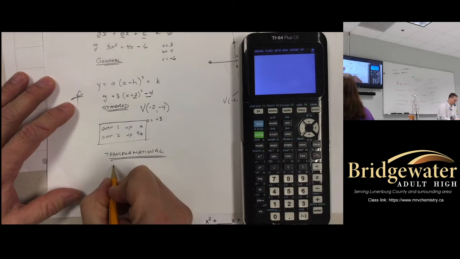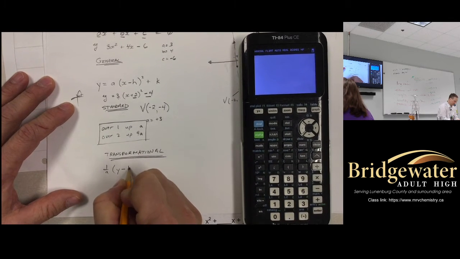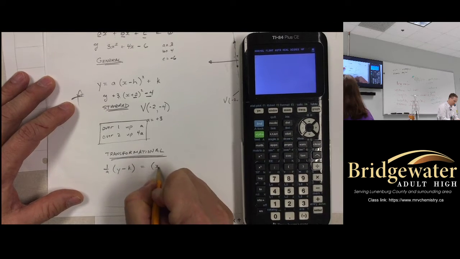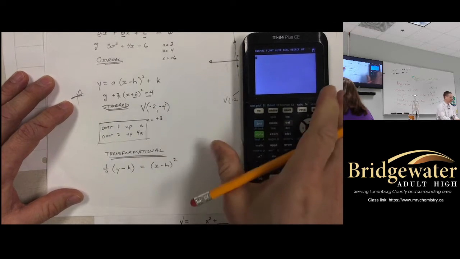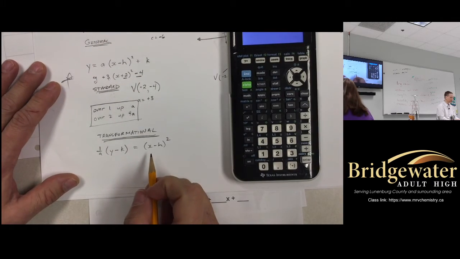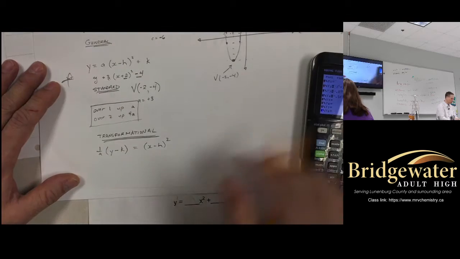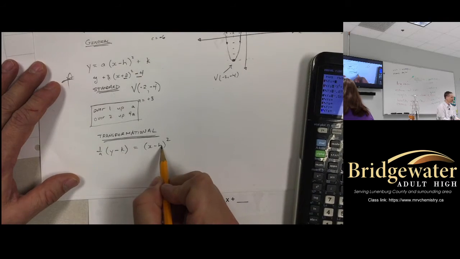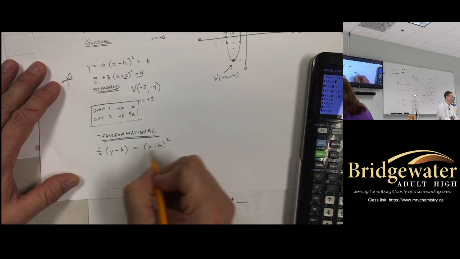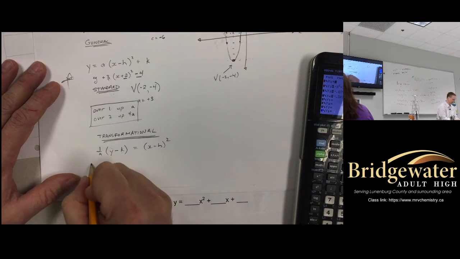And so this format is 1 over a, y minus k is equal to x minus h all squared. And basically, it's put in this format so that you can't hit the y equals graph it and get the answer. You have to know that k and h, or rather h comma k, are the vertex. And you have to flip them both. So let me give you an example.